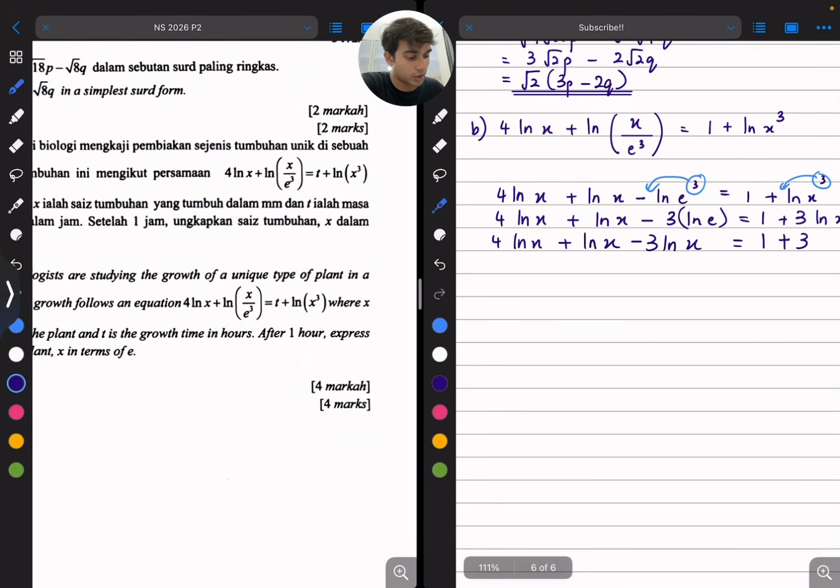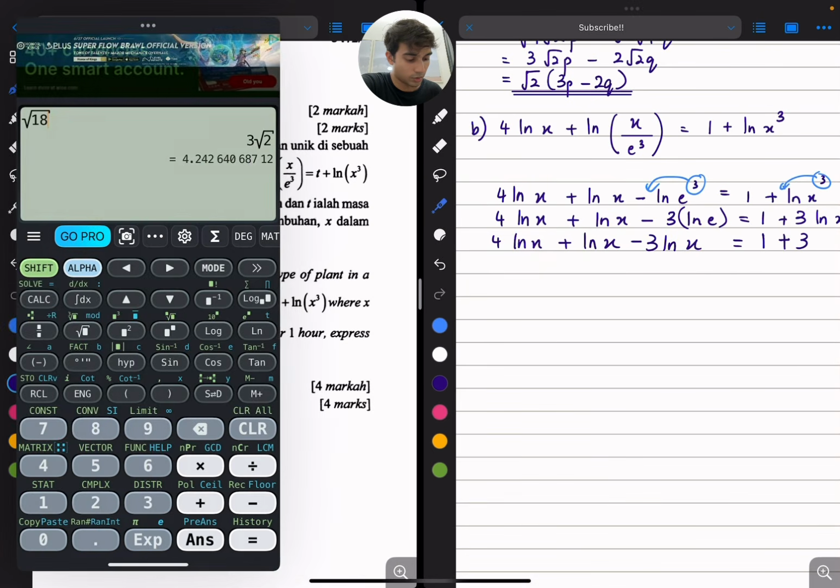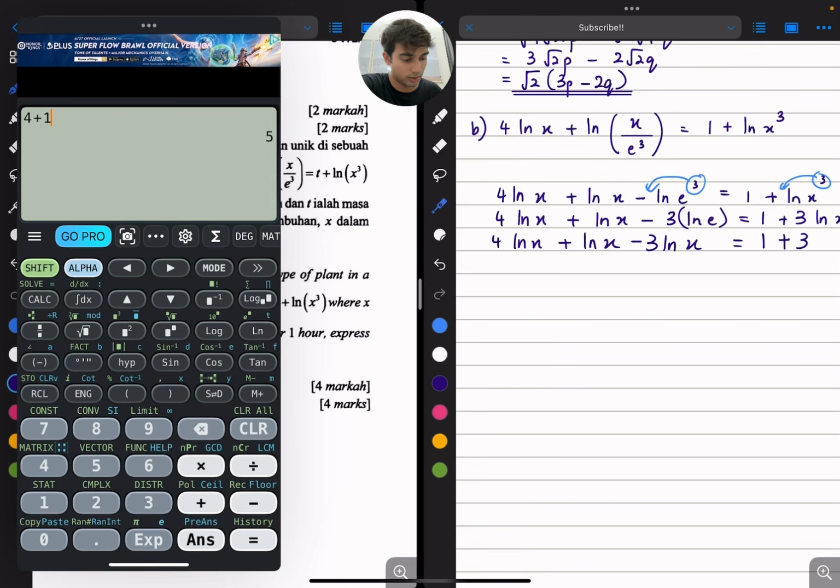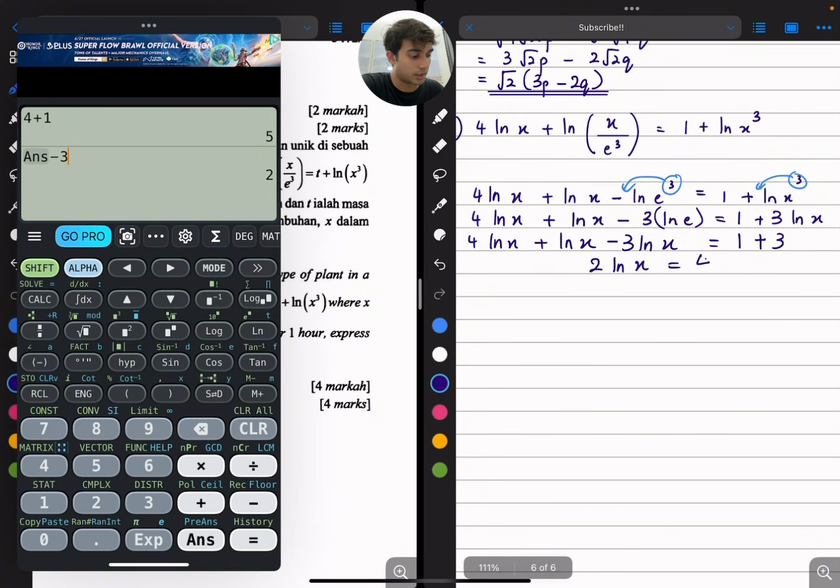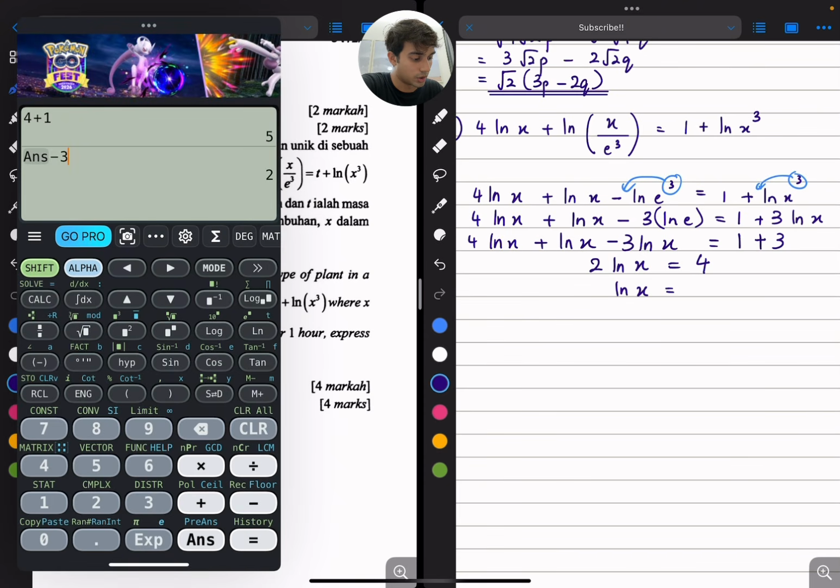Right. So 4 ln x plus ln x minus 3 ln x. We can imagine 4 apples plus an apple minus 3 apples. So 4 plus 1 minus 3, we get 2 apples, 2 ln x. 1 plus 3 is 4. So ln x is 2 divided by 4, which is 2.